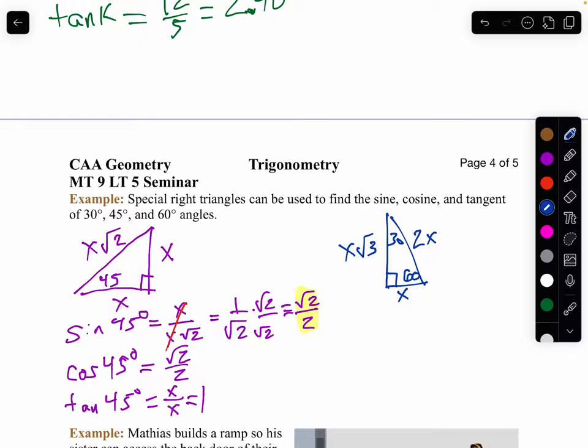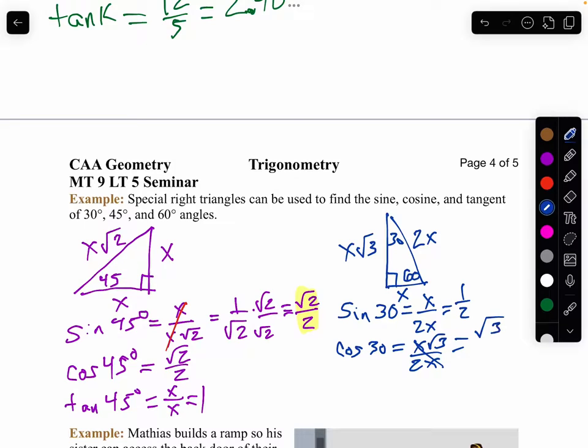So let's go through this work here, and we're not going to have to do a whole bunch of things. Sine of 30 is going to be opposite x over the hypotenuse 2x, so it's 1/2. Cosine 30, adjacent x times the square root of 3 all over 2x. My x's reduce. Exact answer, square root of 3 over 2.